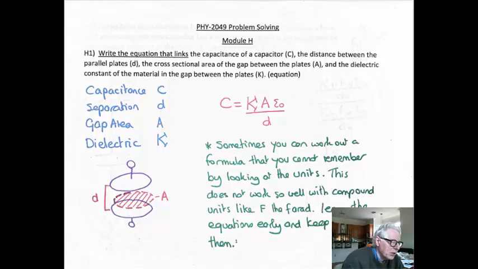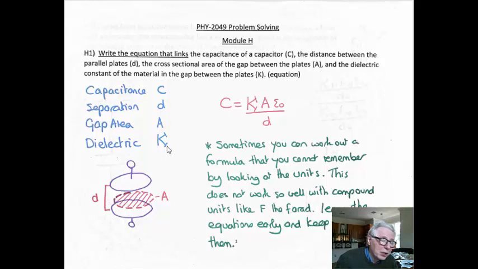But in my mind, if you follow my little arrow, capacitance is big C, separation is little d, gap area is big A, and dielectric constant is this funny K. And I do a funny K because there's so many times we use K, it's easy to get them all confused.